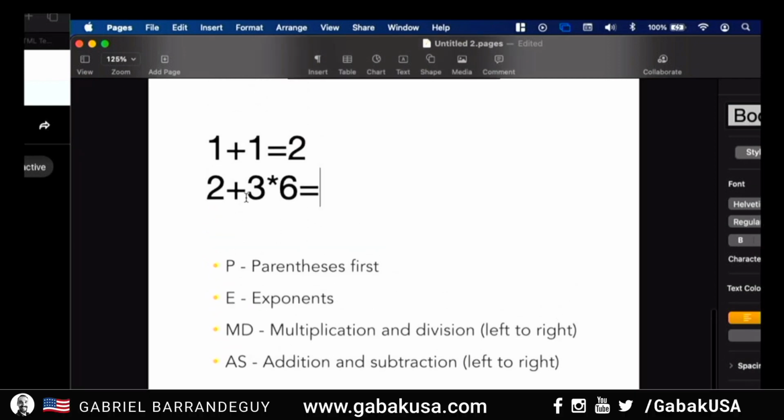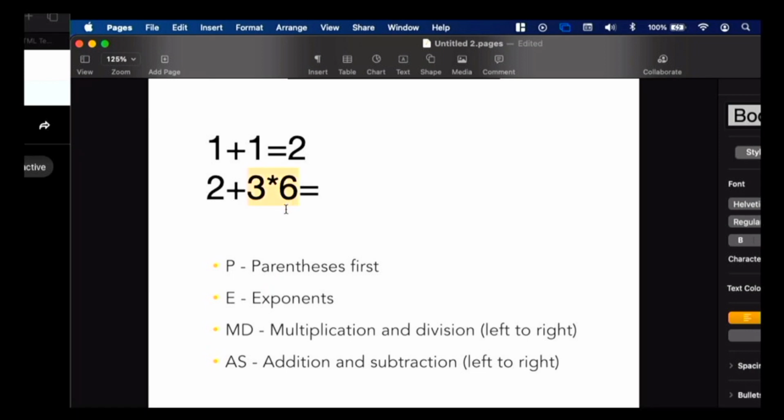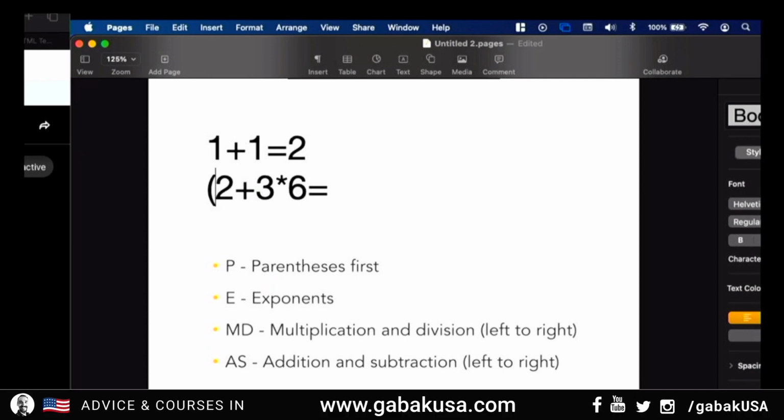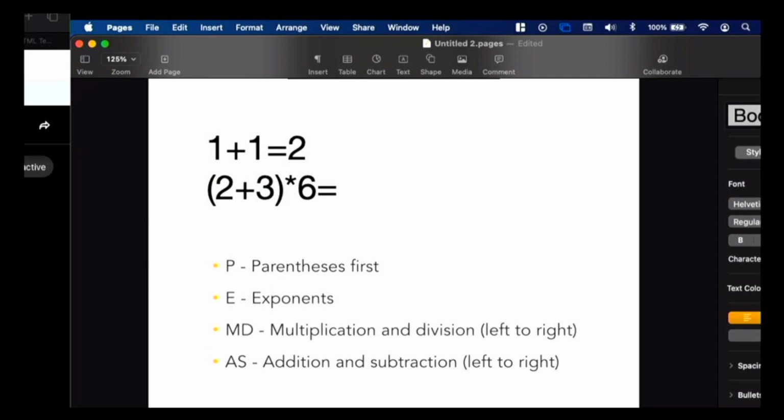The computer will do this calculation first, and then it will add the number 2. For instance, 3 times 6 is 18, plus 2 is 20. But some people will think otherwise. They'll think it's going to be 30, because they do 2 plus 3, get 5, and then 5 times 6 is 30. If you want 30 in Python or any computer language, you have to use the parentheses, and then you will have 30. Otherwise, if you don't have the parentheses, your result is going to be 20.